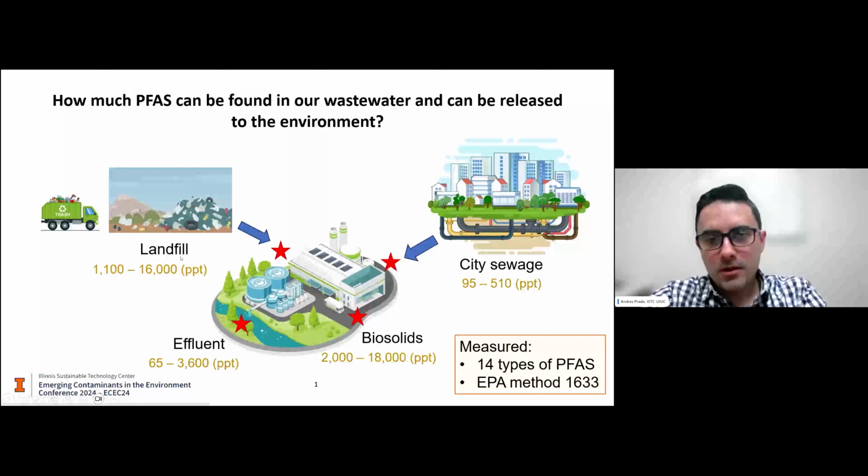We found levels of thousands of parts per trillion, which means parts per billion, at landfill leachates. And then city sewage influent, hundreds of parts per trillion. And then at the outputs, we see that a lot of it is going to the biosolids, so we see again the parts per billion range in biosolids. And then there can be some high effluents that can touch the parts per billion level too, but mostly in the parts per trillion.